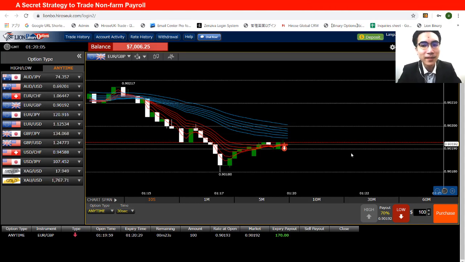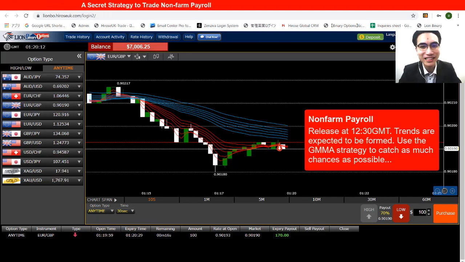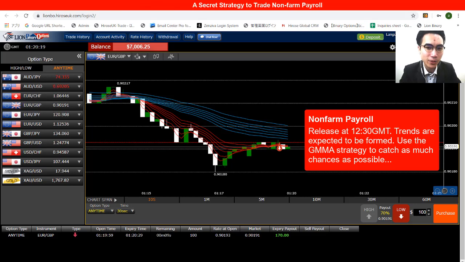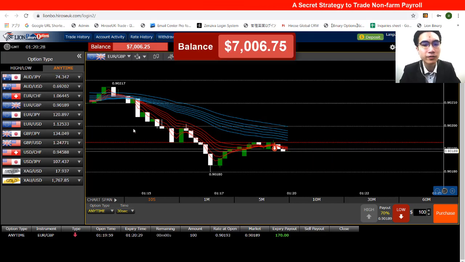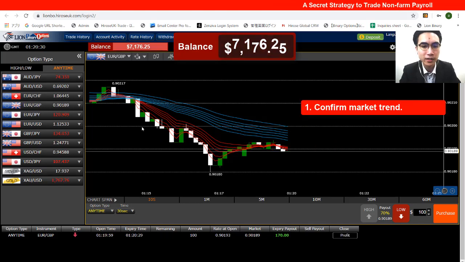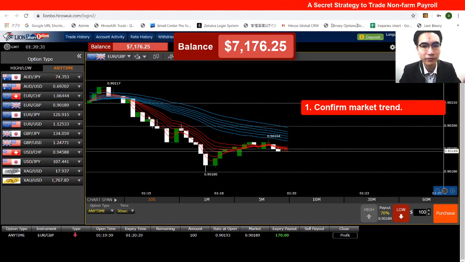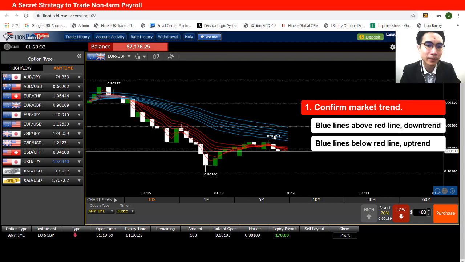A last reminder: the non-farm payroll is released at 12:30 GMT. Make sure to enter the market after the NFP and spot a market trend. Once you spot a market trend, you can use the GMMA strategy to place trades. All you need to do is confirm the trend direction by the relationship of the two lines. If the blue line is above the red line, it's a downtrend.